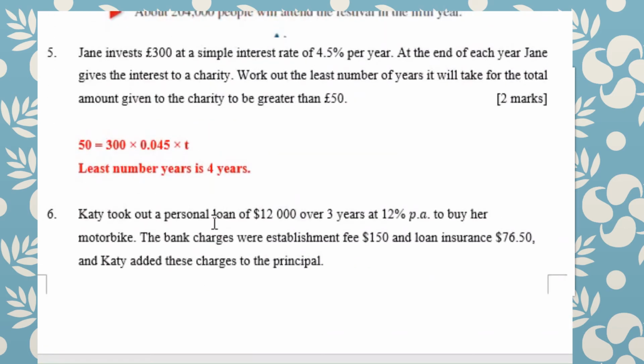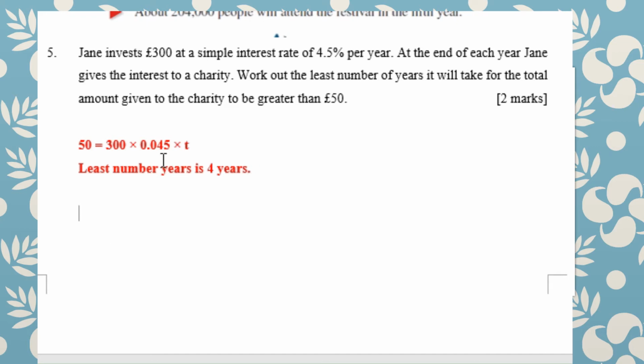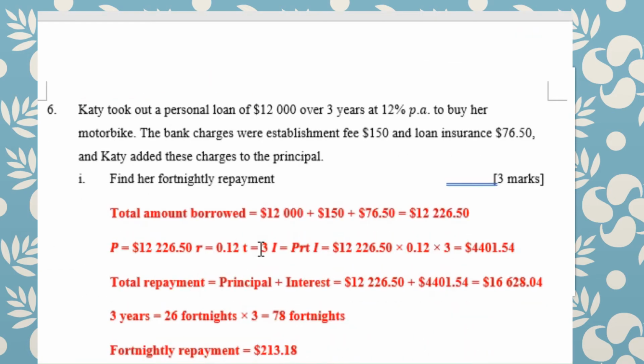Jane invests 300 at a simple interest at 4.5%. So basically, this is quite simple. It's your I equals to PRT. You want to find time. The time is 4 years. Pretty much straightforward. All right? So you find your time. You will get 4 years. This shouldn't be a problem at all. She wants to give the interest, therefore 50. So the least number of years will be 4 years.